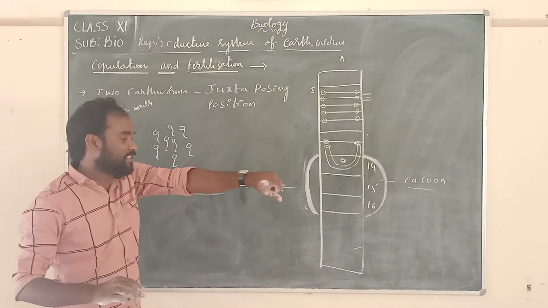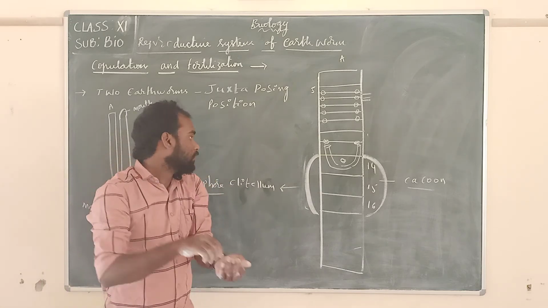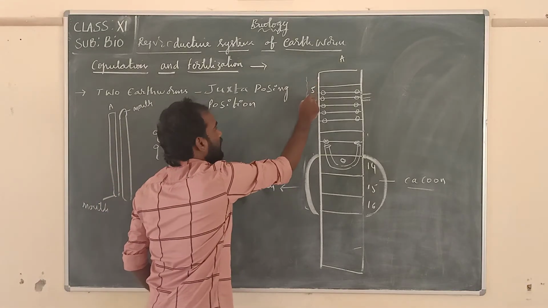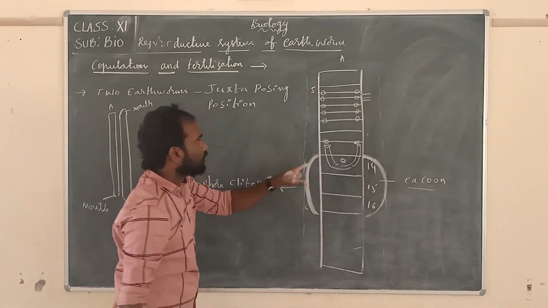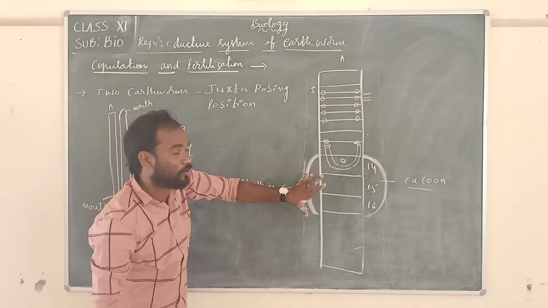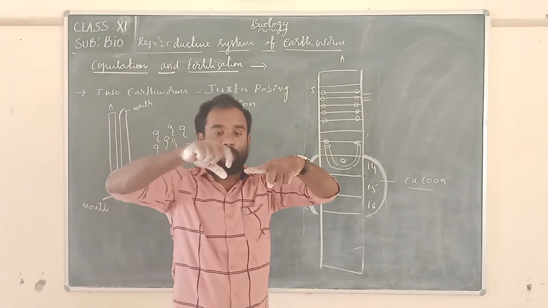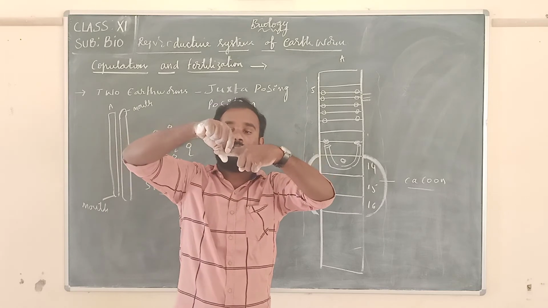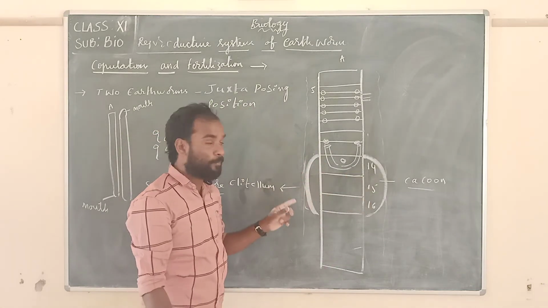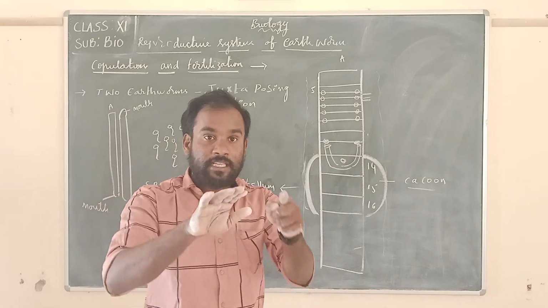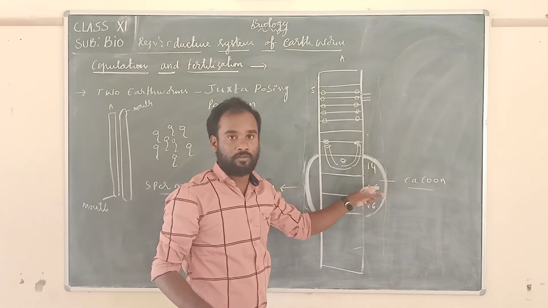Imagine it this way: if this is the earthworm, this is the cocoon. That means this is the skin of the earthworm, and this is the cocoon. Understood? So in short, the clitellum releases a mucus, and this mucus forms a special structure called the cocoon.